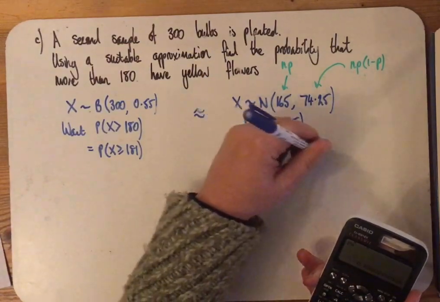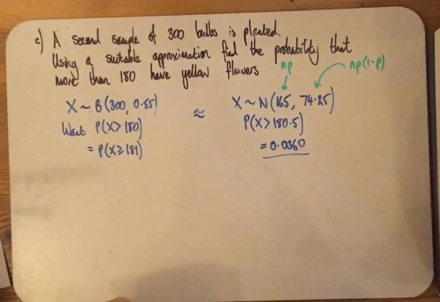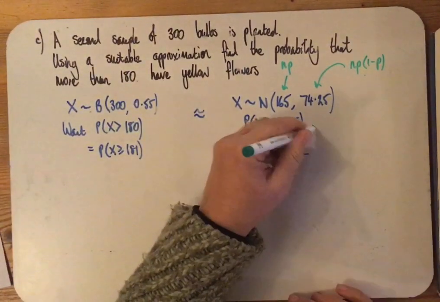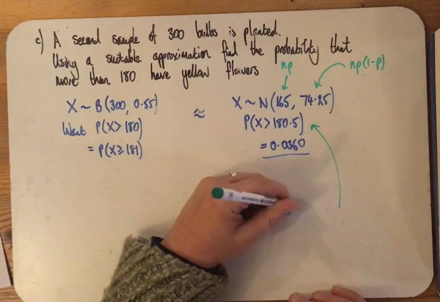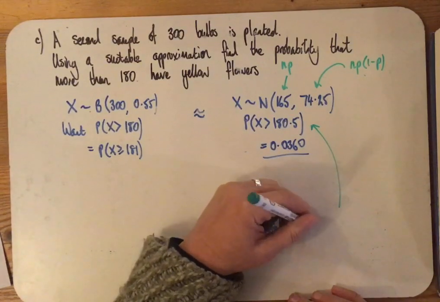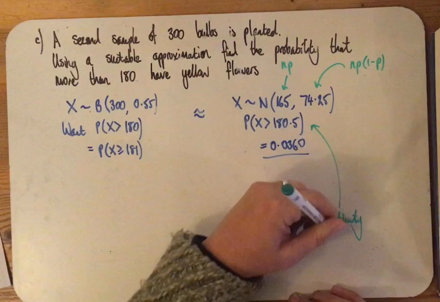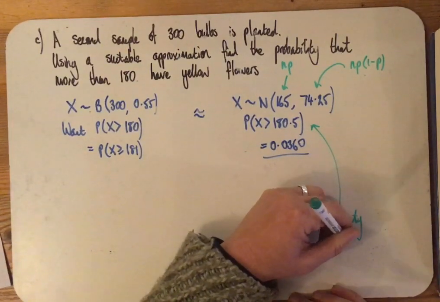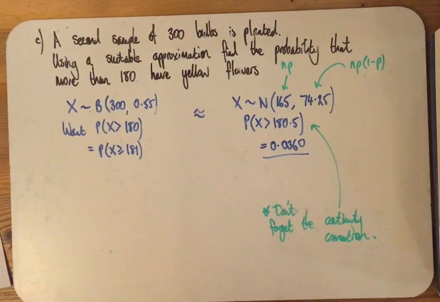And it is as straightforward as that. You could probably put that into the binomial and just check that they're quite similar. But don't forget the continuity correction. And that's it for those. So you should be good to do a few of those now. And then we'll finish off the hypothesis testing next lesson.